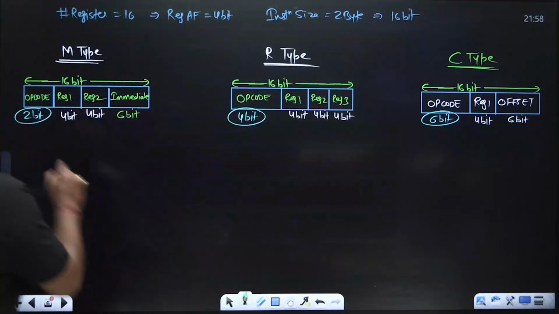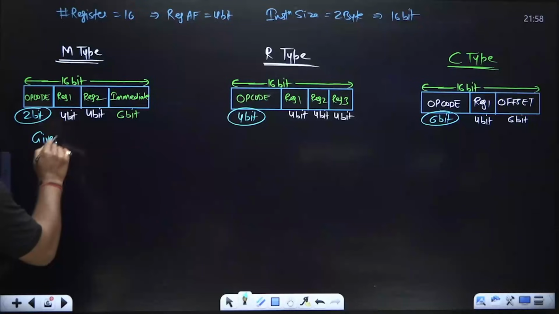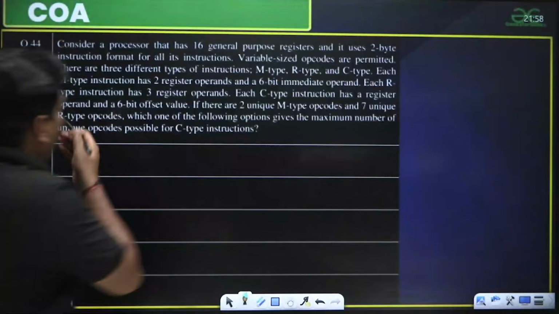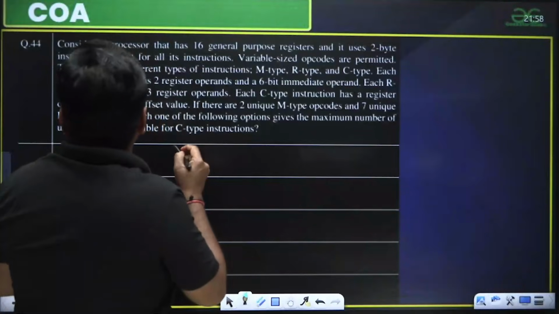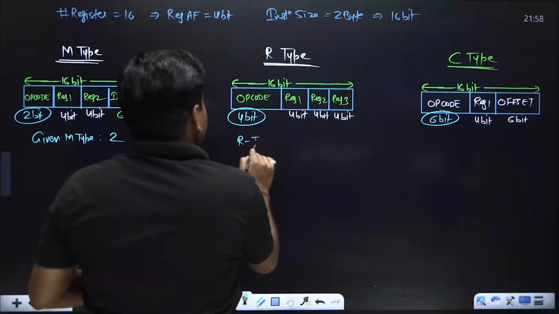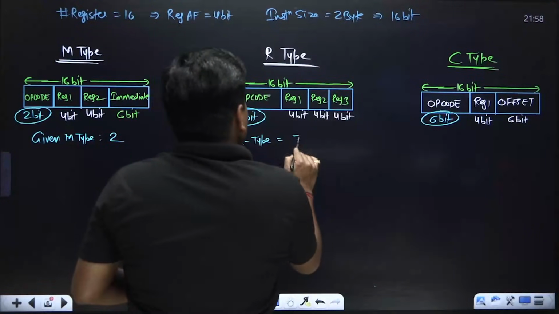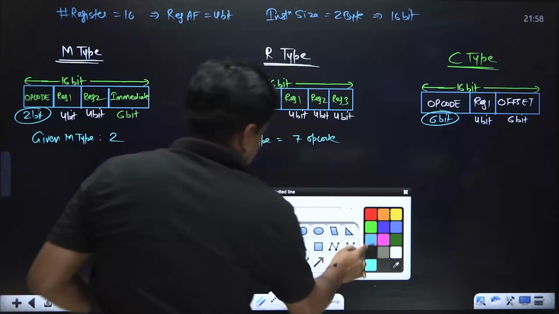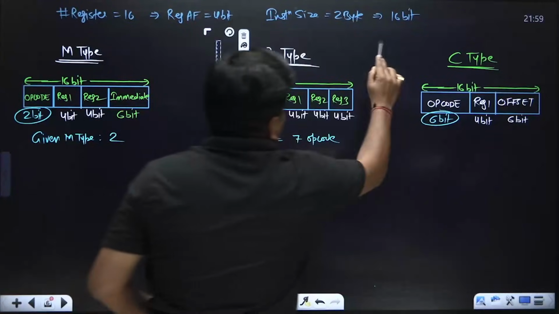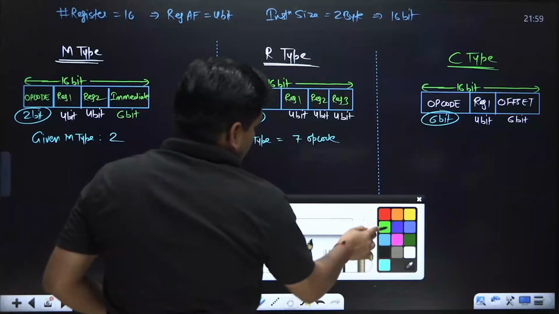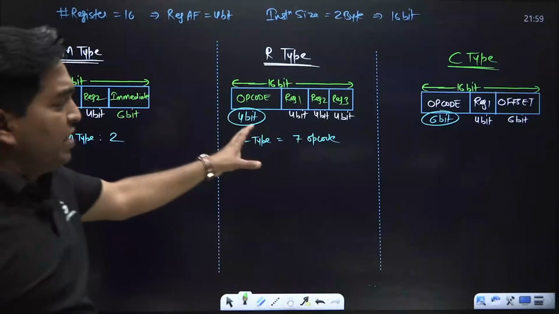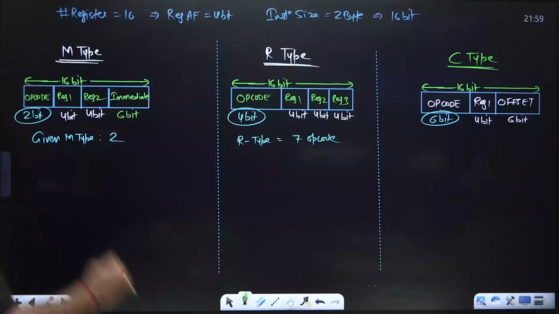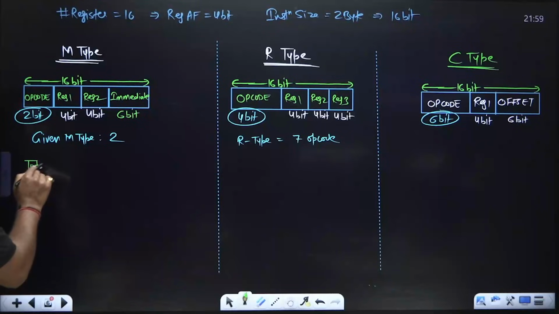Okay, now what is mentioned? Given M type, 2 opcode, and R type, 7 opcode, and this one is asking. Okay, so it's very easy. There are other methods also, but I always say follow this one because you will make very few mistakes. Right? So first of all, total number of operation is how much?